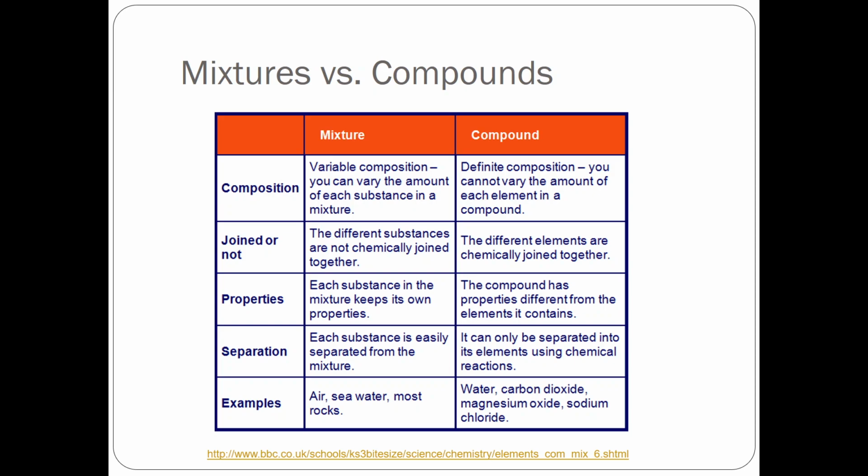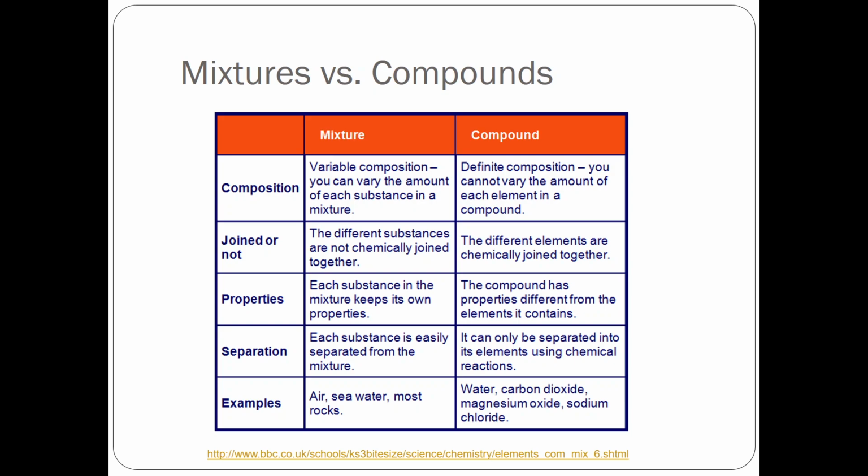So, the difference between mixtures and compounds. The composition of a mixture is variable. You can vary the amount of each substance in the mixture. The composition of a compound is definite, meaning you cannot vary the amount of each element in the compound. There will always be a 2-to-1 ratio of hydrogen to oxygen in water. You can't change the amount of hydrogen or oxygen in water. But if it's a mixture, you can change the amount of the composition.